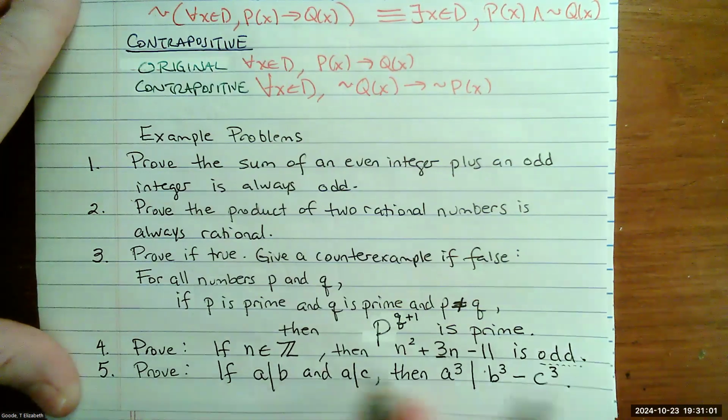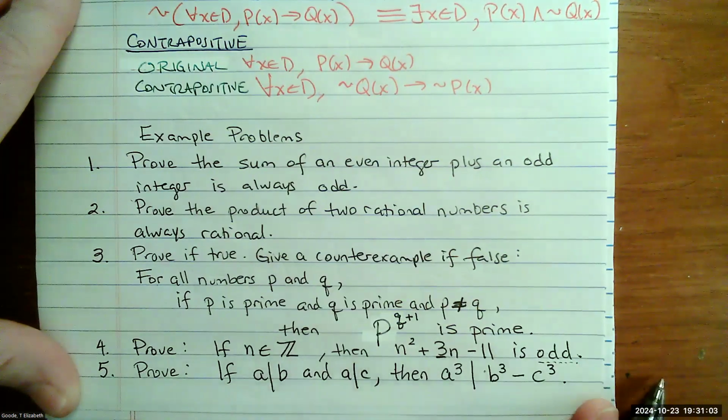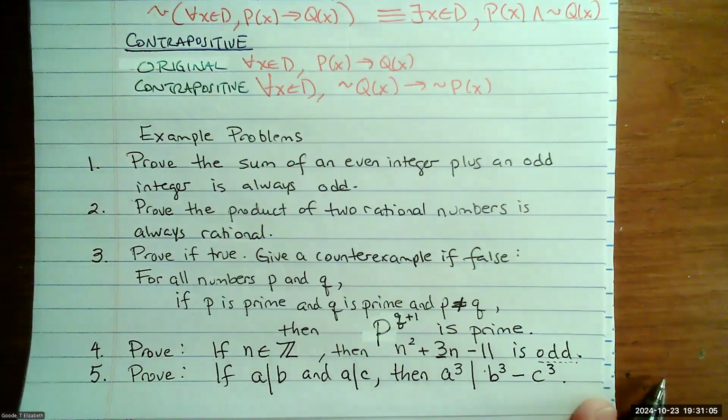Here's just a real straightforward divides problem. If A divides B and A divides C, then A cubed divides B cubed minus C cubed. Listen, if you can just look at that and realize I know exactly how to do that, you don't have to work all these.